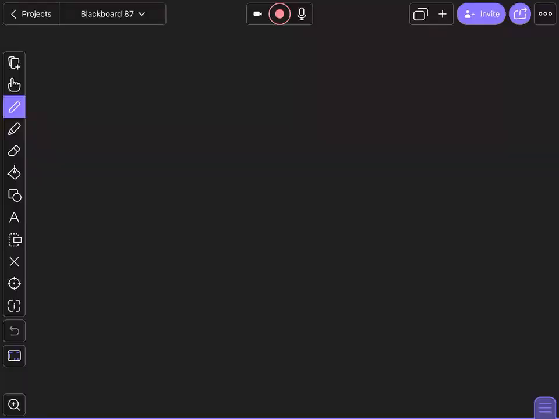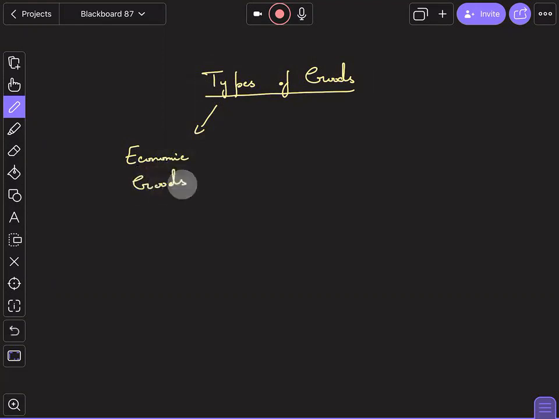Hi guys, in this lecture we will focus on types of goods. So what are types of goods? There are two types of goods as far as economics is concerned. One is your economic goods and the other one are your free goods.